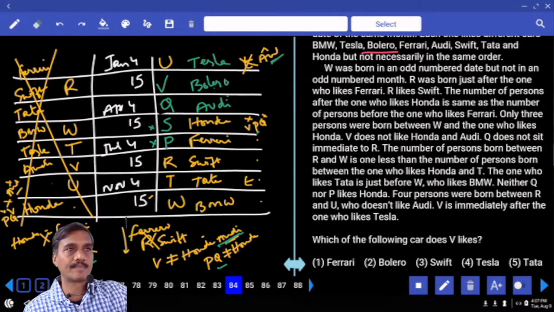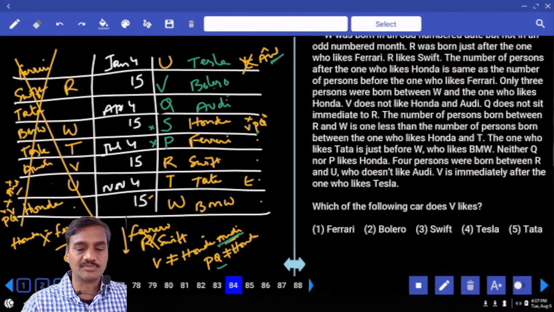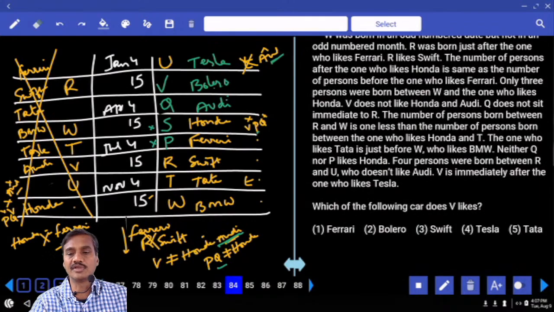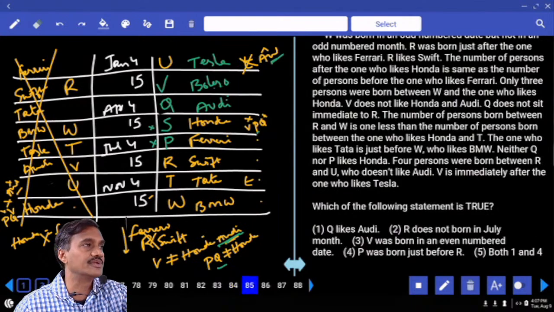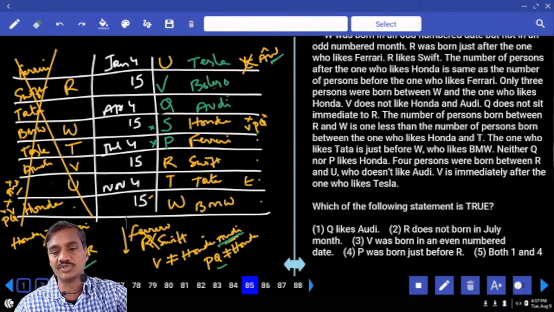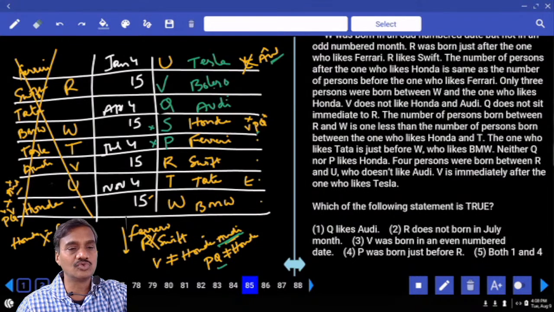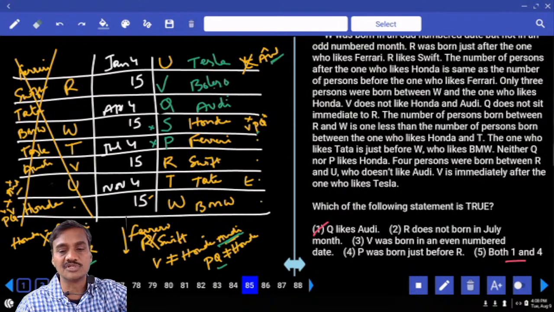Done with this? And question number 84. Which of the following cars does V like? Now V likes Bolero, that is choice 2, question number 84. And 85. Which of the following statements is true? Tell me which statement is true here. Q likes Audi. Q likes Audi is definitely a true choice. As 1 is true.